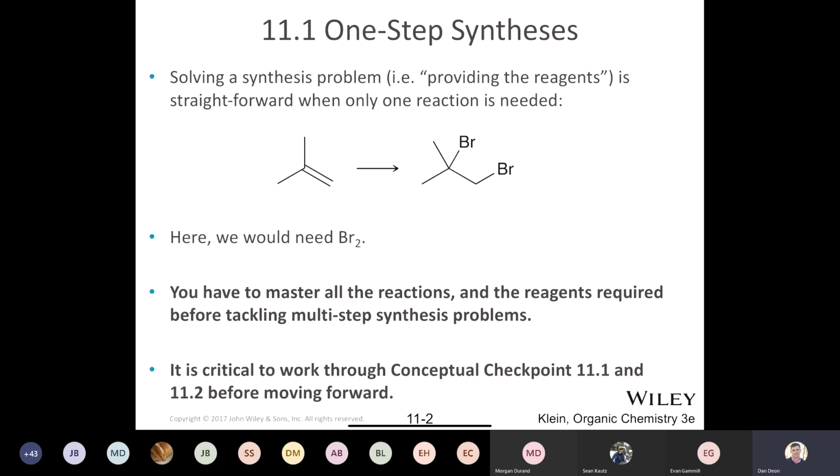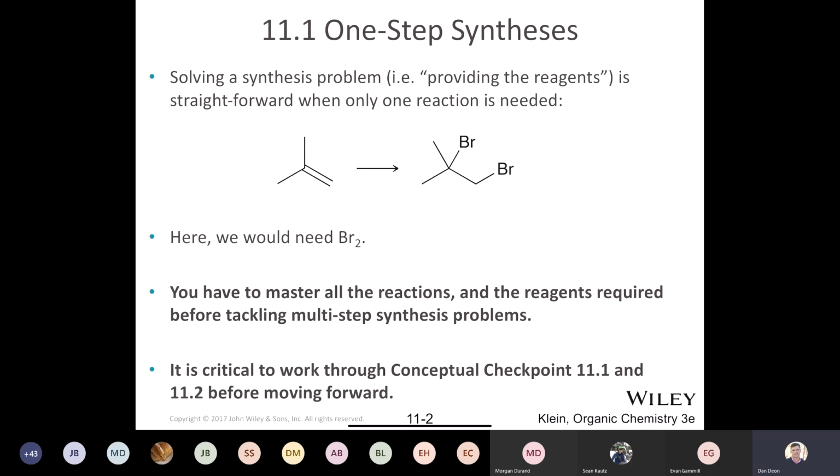Most of the reactions that you learned last semester involved one step, right? They just involved one reagent or a solvent maybe on an arrow. Every once in a while you learned a reaction that involved two steps, like say ozonolysis is ozone followed by DMS. But virtually everything that we learned was a one-step synthesis, if you will. So solving a synthesis problem or providing the reagents is straightforward when only one reaction is needed.